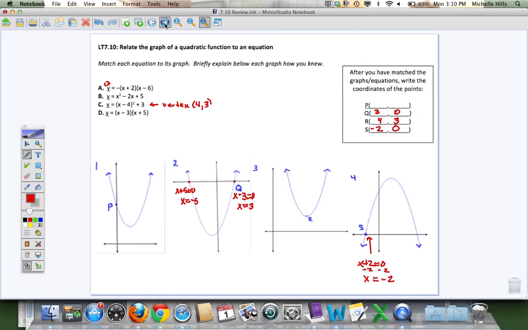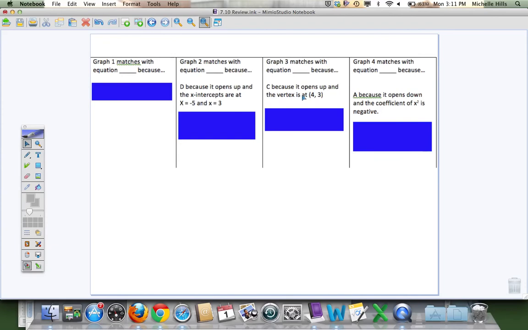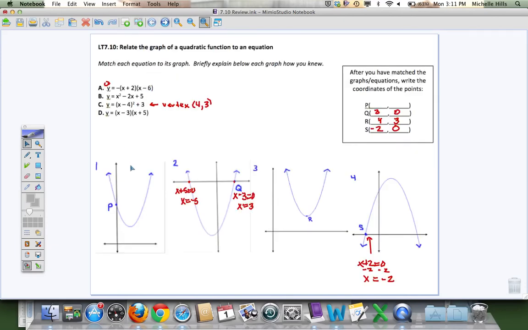So why do I know that C matches graph 3? Well, the reason that I know that graph 3 matches equation C is because it opens up and the vertex is at 4, 3. That leaves this. It's the one that's not in intercept form. They're not asking me for an x-intercept. It's not in vertex form. They're not asking me for the vertex. They're asking me for the y-intercept. So the last one is B.